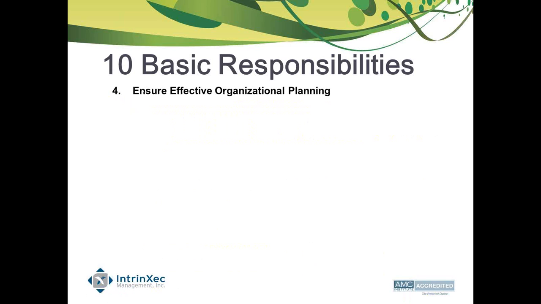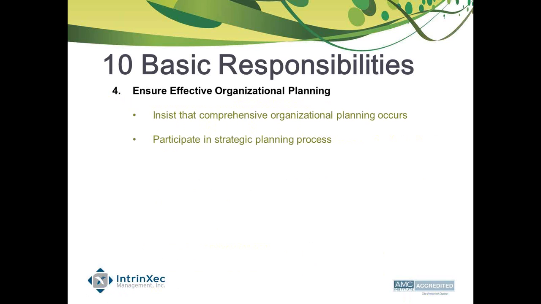Number 4 is ensuring effective organizational planning, and this is really ensuring that comprehensive organizational planning occurs. Certainly for any of you who have participated this past year through the CRA process and really taking a high-level look at who the chapter is and what your initiatives are going to be, you have participated in that comprehensive organizational planning. And it is very important that an organization that's serving on a board that this happens on a relatively frequent basis as things change.